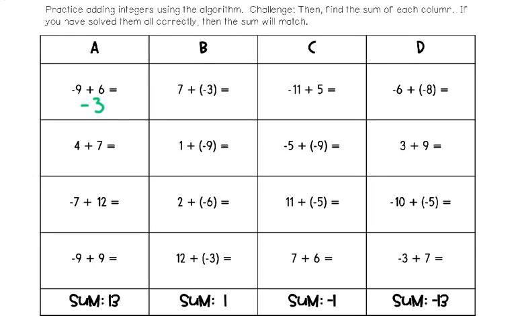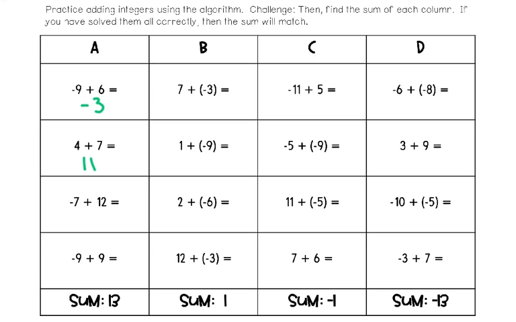Let's look at 4 plus 7. When I think about positive numbers, I always think about just counting apples. I've got 7 apples plus 4 apples: 8, 9, 10, 11. You can count on your fingers. You can count using little tallies. But we know there are 11 apples.